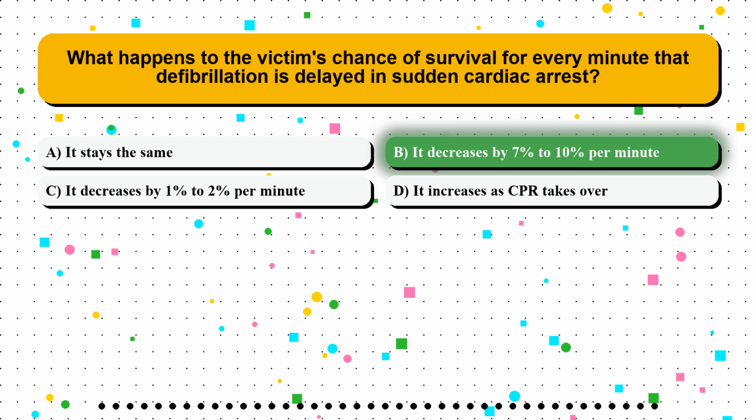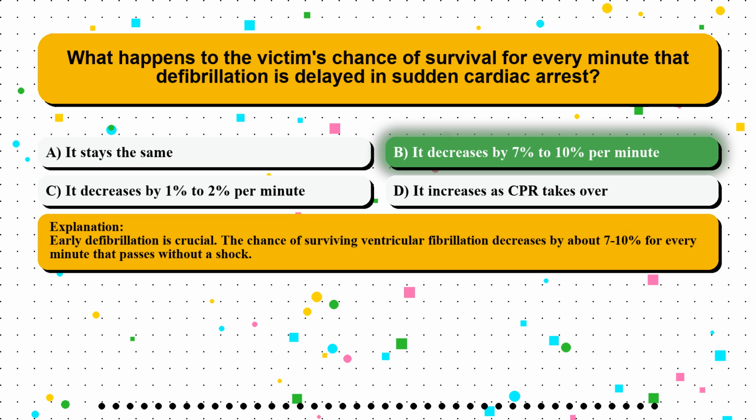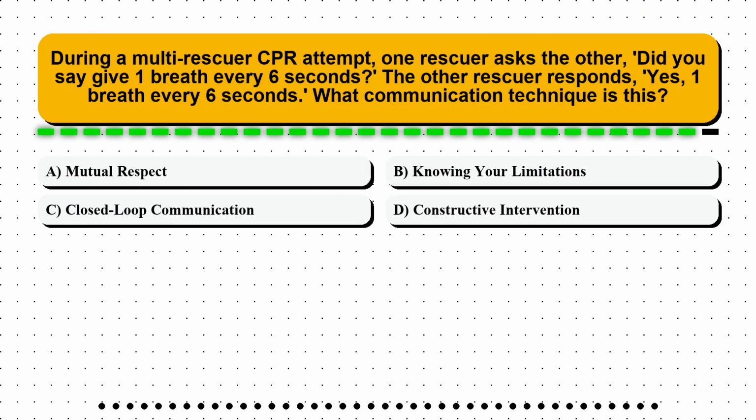The correct answer is option B. It decreases by 7% to 10% per minute. Early defibrillation is crucial. The chance of surviving ventricular fibrillation decreases by about 7 to 10% for every minute that passes without a shock. Question 27.